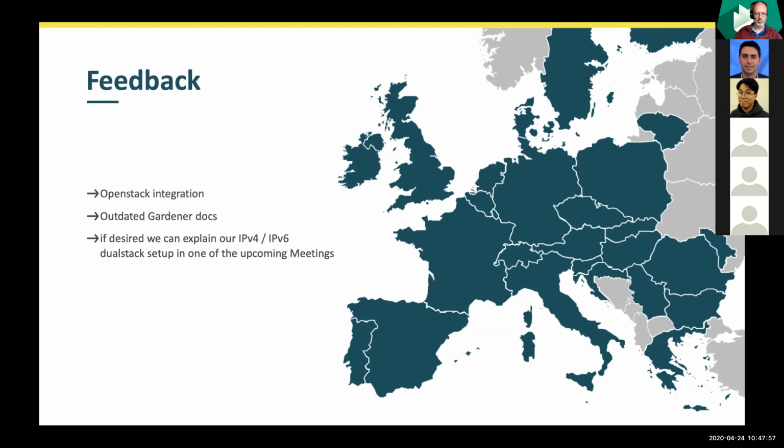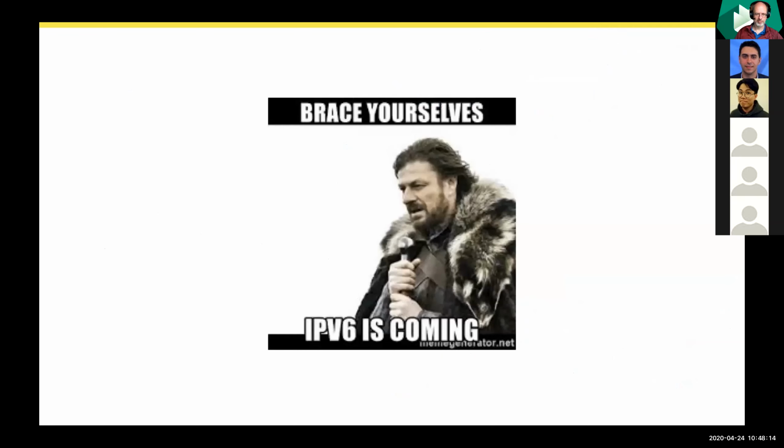So yeah, these were mainly the challenges with the OpenStack integration, and for that we also had fun with the dual stack IPv6 configuration of Kubernetes. That's all from my side. Thanks. So, brace yourself. IPv6 is coming.